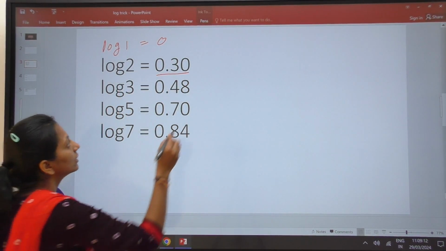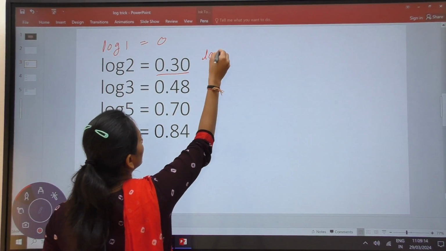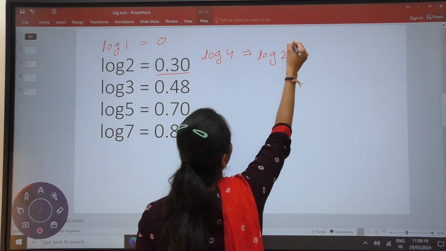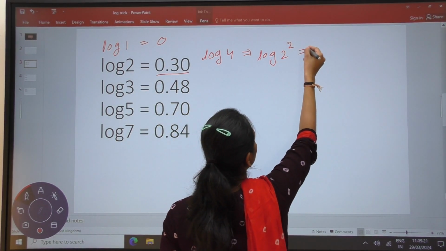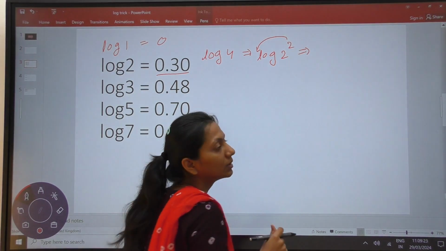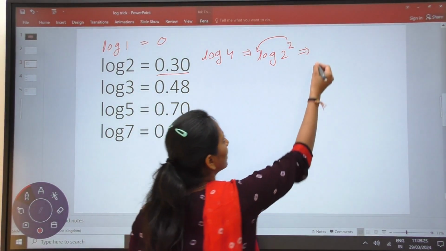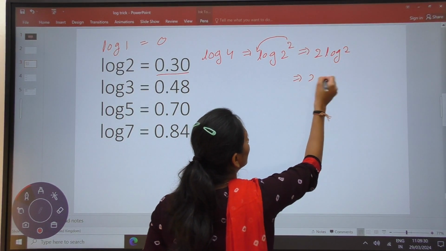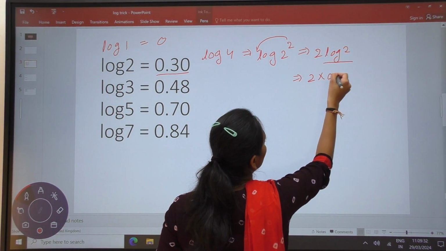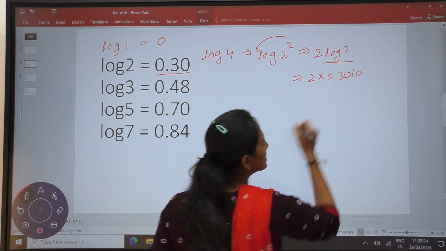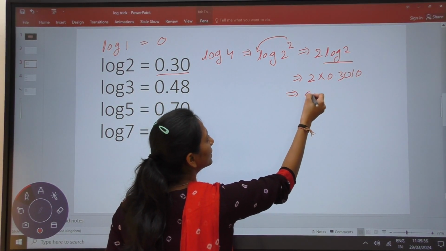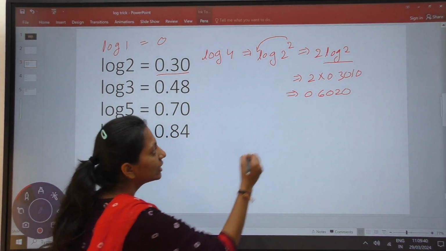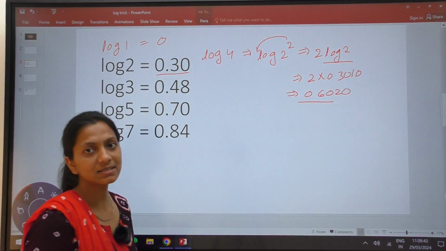For log 4, now we need to work out the log 4. How can we do it? We will put log 2 to the power 2. This 2 can be moved before the log, so we can write it as 2 log 2. Now what is the value of log 2? We know it is 0.3010. So we will have the value 0.6020. Approximately you can write 0.60.